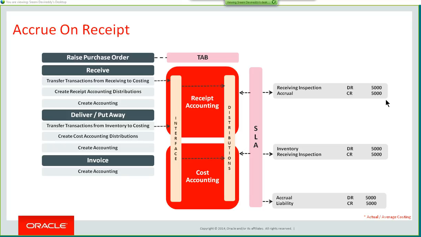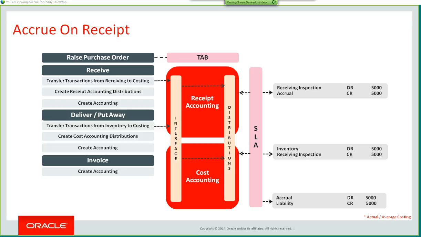Now the important thing that you want to track is whether the accrual is getting knocked off correctly or not. So you want to always reconcile the accrual accounting. The accrual that you booked in receipt accounting, is it getting knocked off correctly or not? I have booked for 5,000, so I need to make sure 5,000 is knocked off there. That is the reconciliation process that you do before the period end.